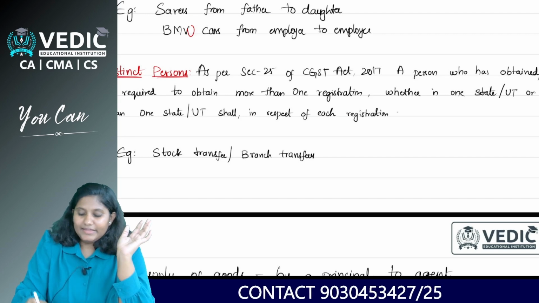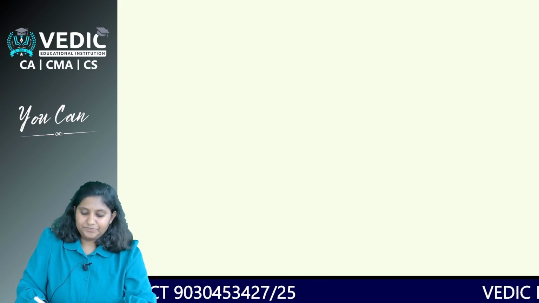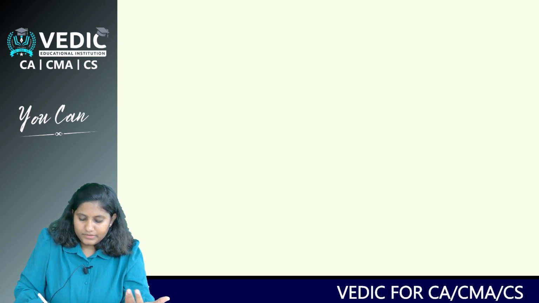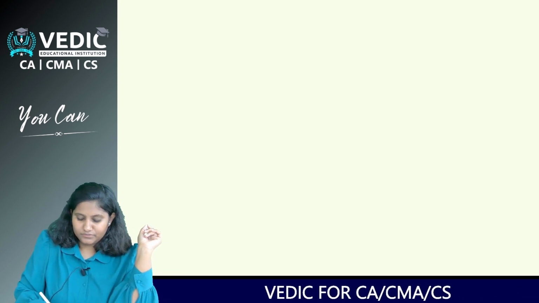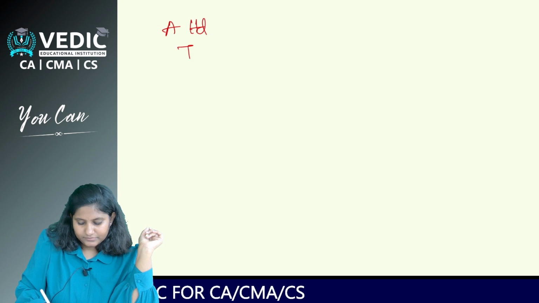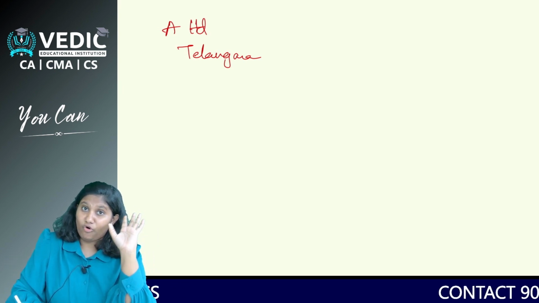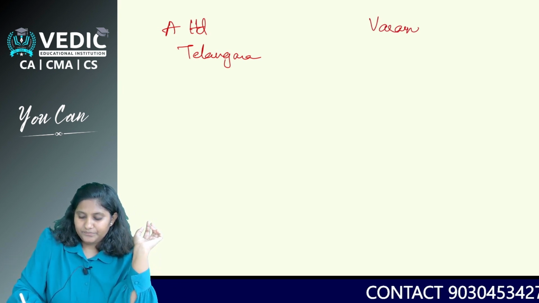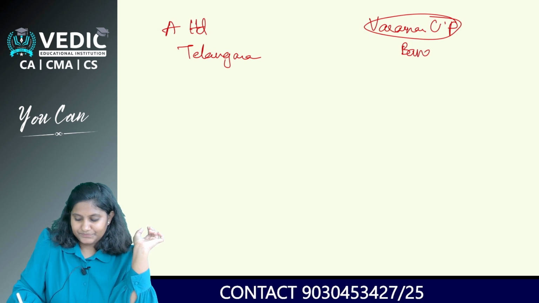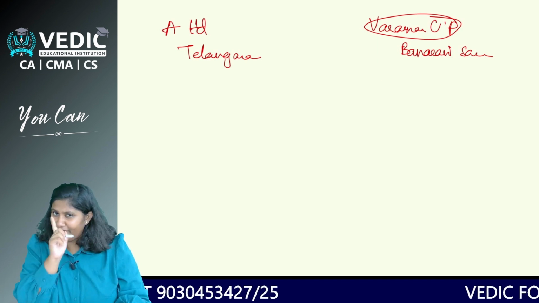I'll give you examples. Suppose I have one business. In Telangana we have the famous Pochampalli sarees. Suppose A Limited in Telangana has one store where they sell Pochampalli sarees. The same A Limited has a store in Varanasi, which is in UP, where they sell the famous Banarasi sarees. All over India we know there will be only one PAN.